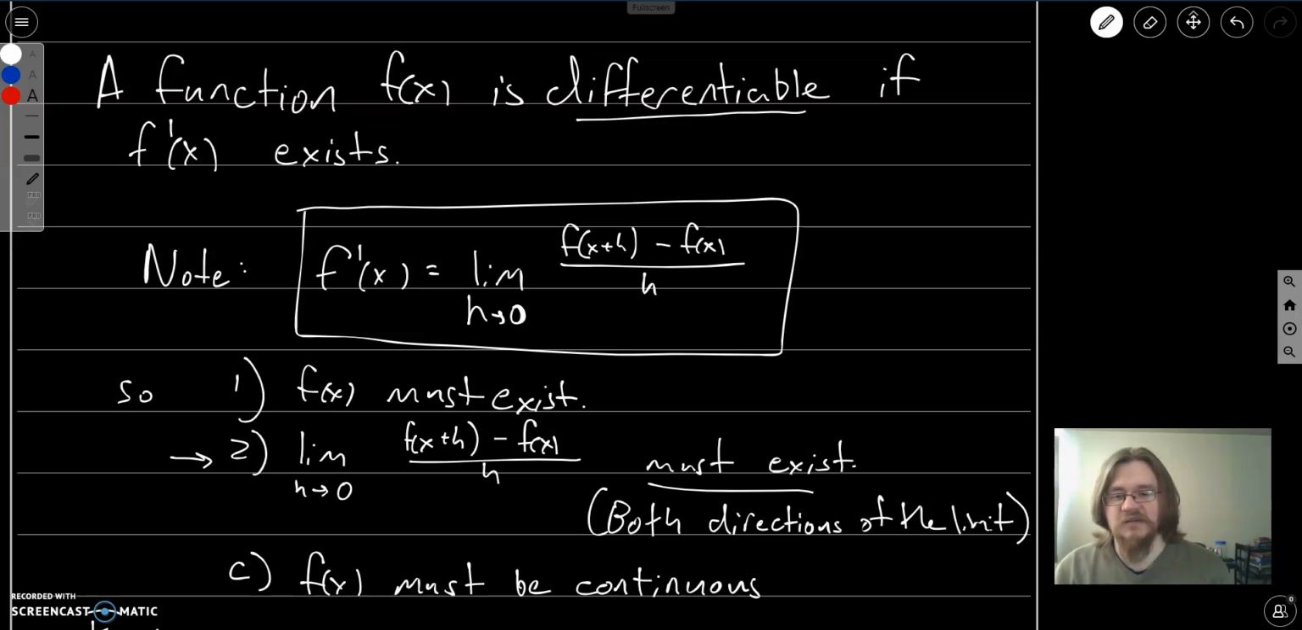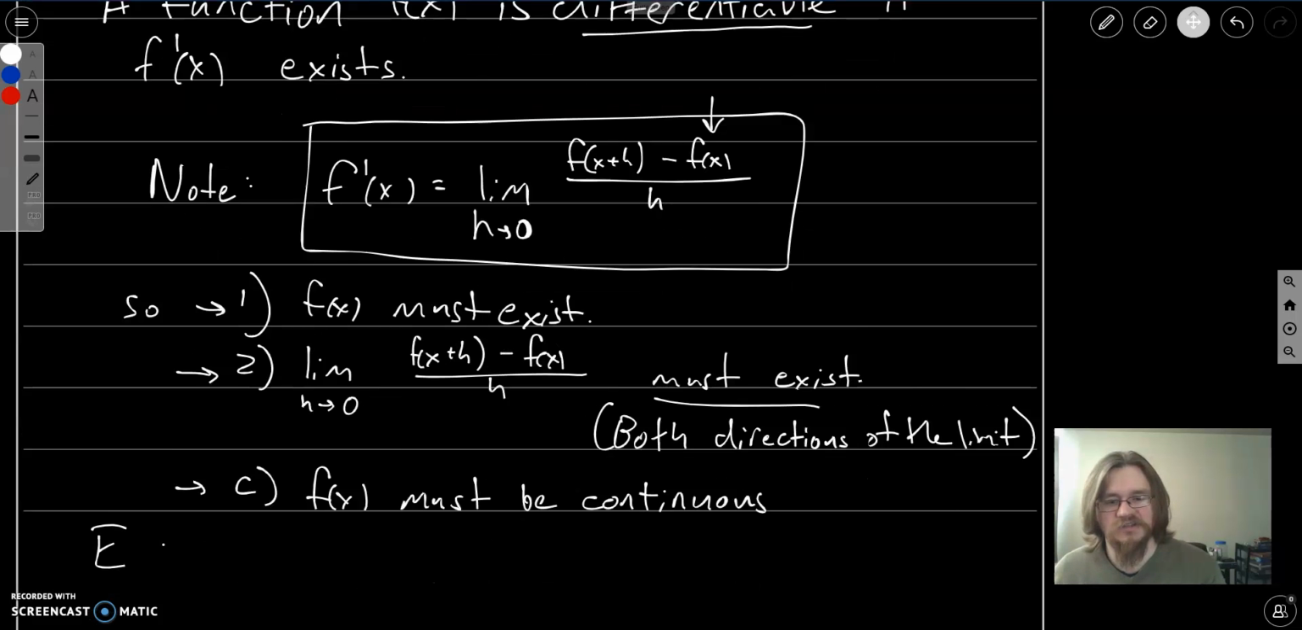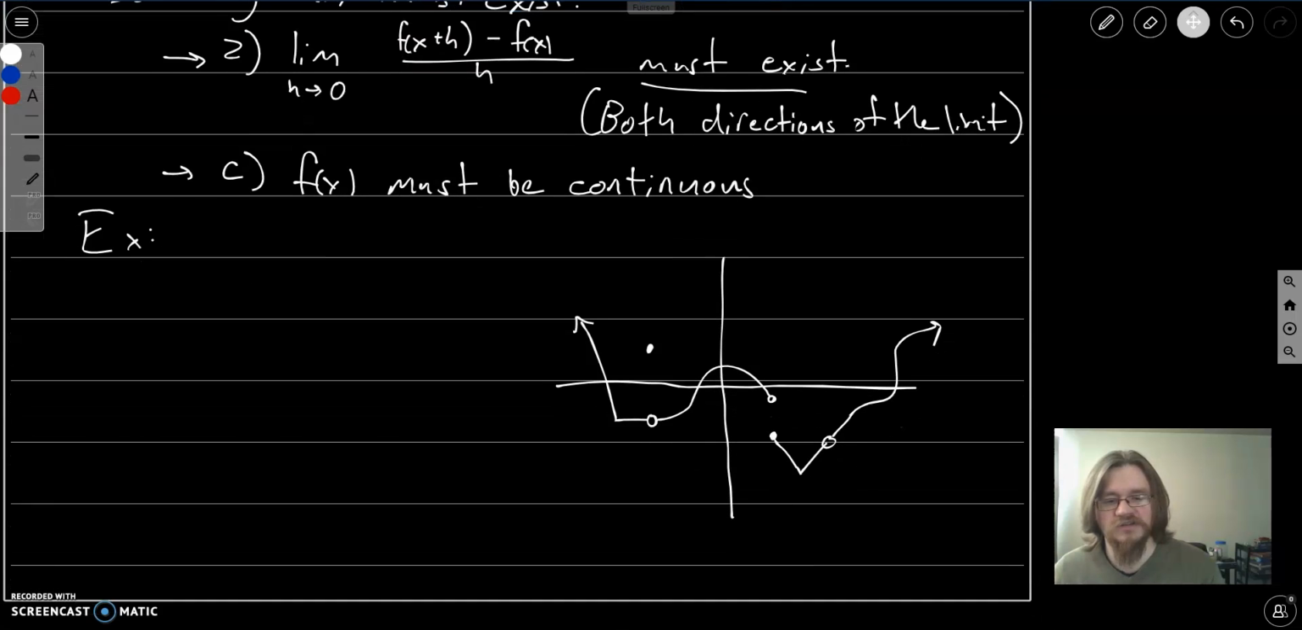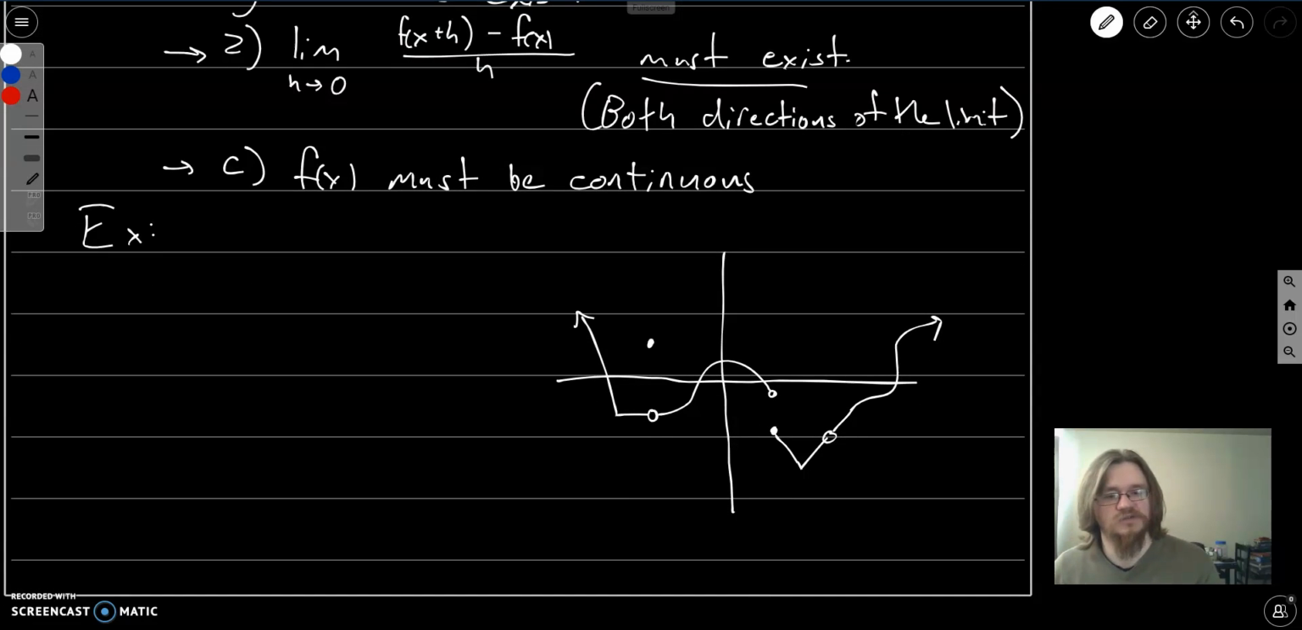However, to find the limit at a point, you have to plug in f of x, which means f of x also has to exist at that point. This is something that's kind of hidden in the details a little bit. So in order for a function to be differentiable, f of x has to exist. And as an extension of that, we even need f of x to be continuous. So let's look at an example of a function and see where it is going to be differentiable.